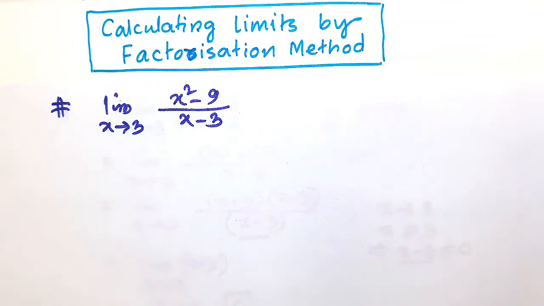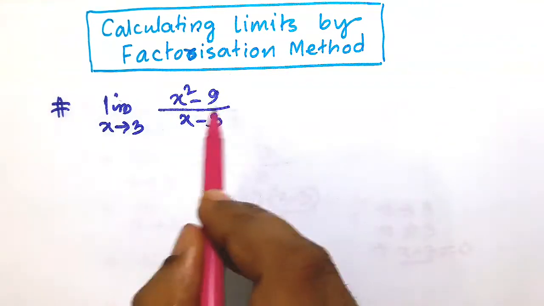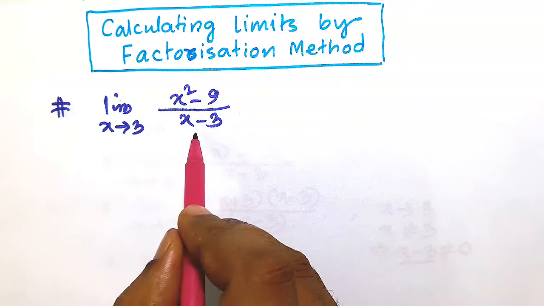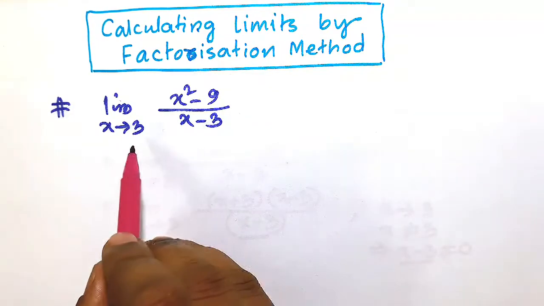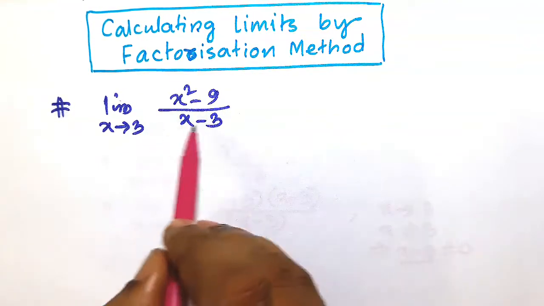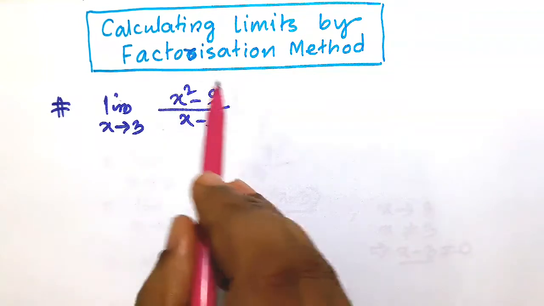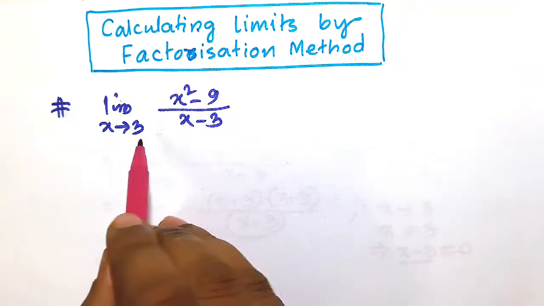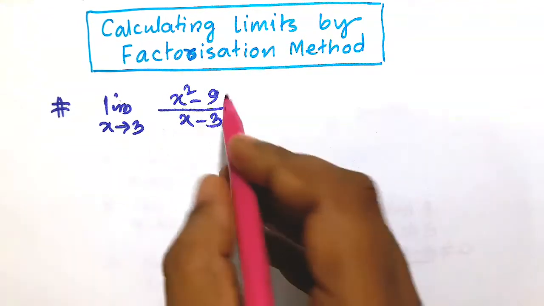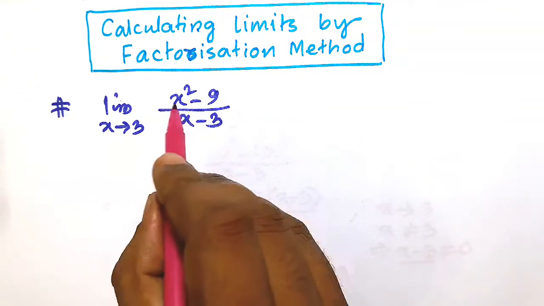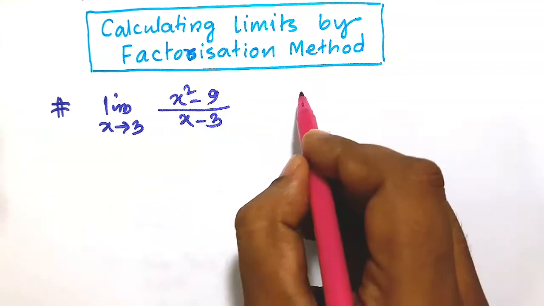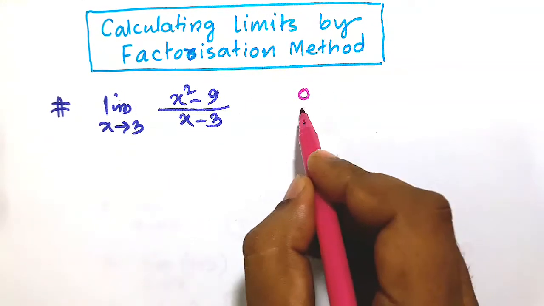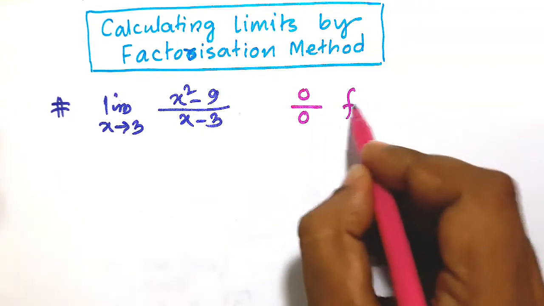Our problem is limit x tends to 3, x square minus 9 divided by x minus 3. Now, if we put any real number except 3, we shall get a particular value of this function x square minus 9 divided by x minus 3. But when we put x equal to 3 exactly, we see that 3 square minus 9 becomes 0 and 3 minus 3 becomes 0. So the form is 0 by 0.